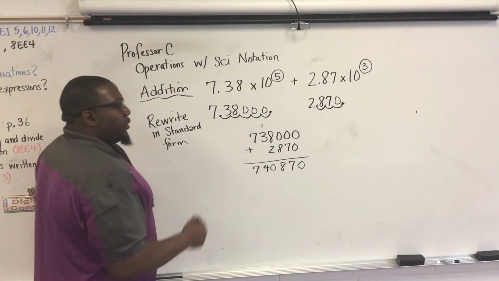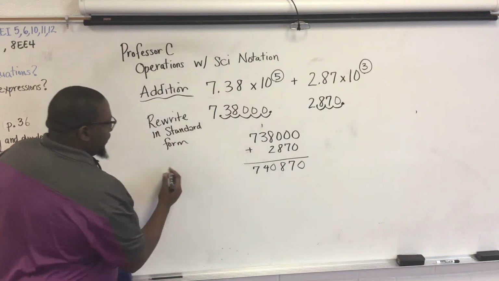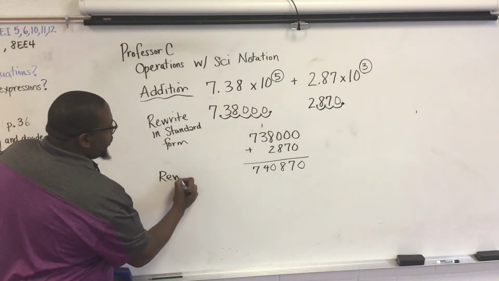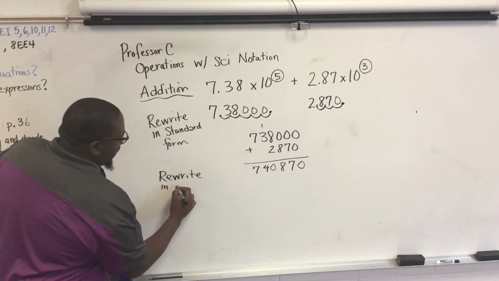Remember, numbers in scientific notation must be between 1 and 9.9 as far as the coefficient is involved. So let's rewrite this number back into scientific notation. So the next step is to rewrite in scientific notation.